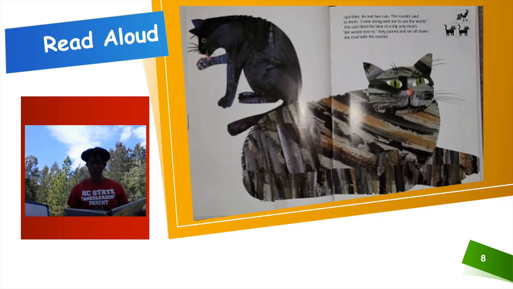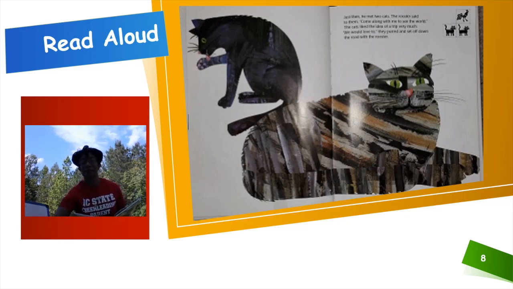Just then, he met 2 cats. How many? 2. Remember that. The rooster said to them, "Come along with me to see the world." The cats liked the idea of a trip very much. "We would love to," they purred and set off down the road with the rooster. So now we have 1 rooster and 2 cats.